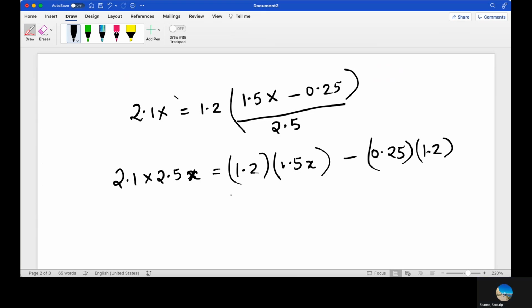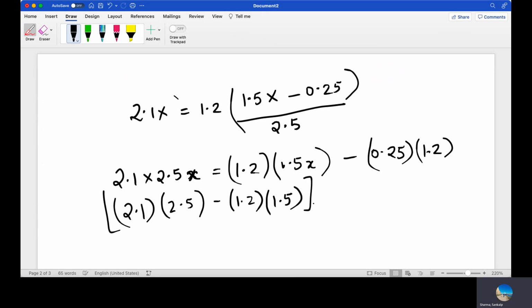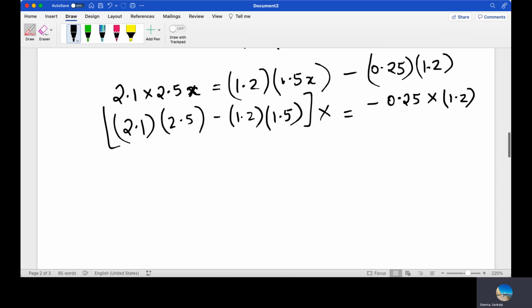Okay, so go ahead and take the x to this side. So 2.1 times 2.5 minus 1.2 times 1.5, and that's x on this side. And then this is negative 0.25 times 1.2. Okay, so I'm going to just use my Google calculator to speed things up here.